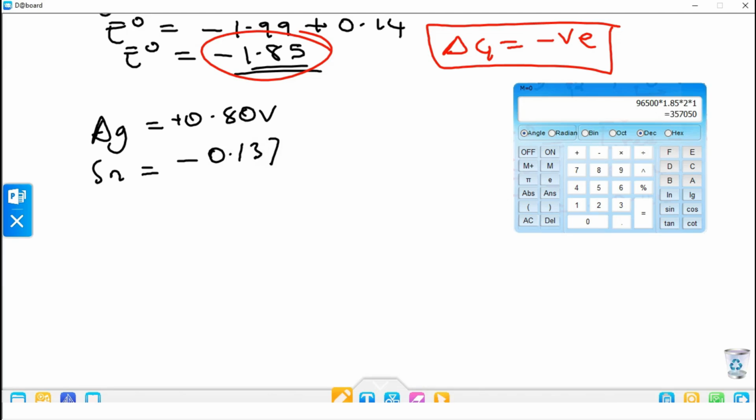So that is for tin. So minus 0.13 or minus 0.14. Sometimes it is written as minus 0.14. But we have it as minus 0.137. So with this now, how do we go about that?